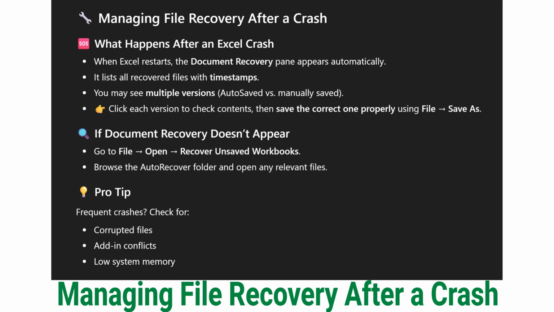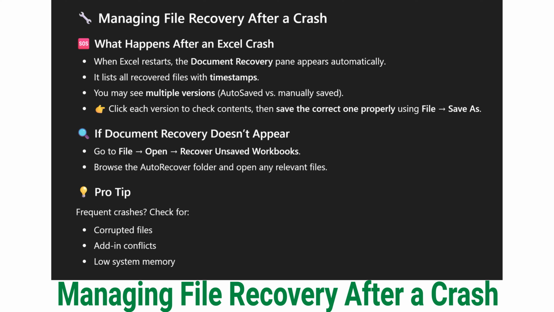Click on any file on the list to open it and see its contents. Look carefully at the data to determine which version is the one you want to keep. Usually the most recent autosave version is what you want. Once you've identified the right version, save it immediately. Click File, then Save As, choose your location, and give it the proper file name. Don't just rely on the recovered version sitting in temporary storage, save it properly to your chosen location.